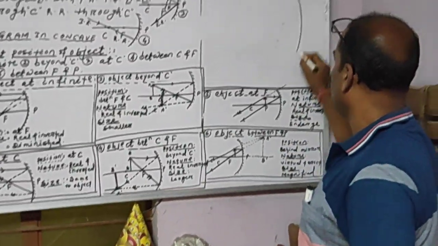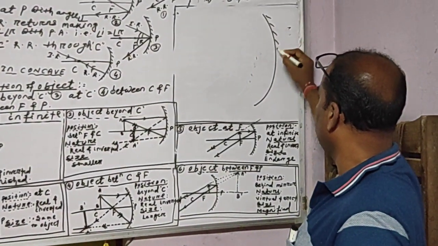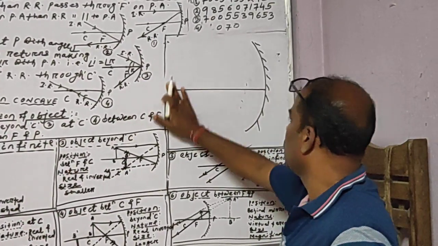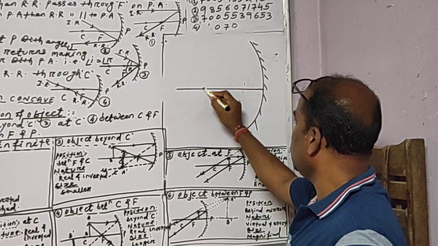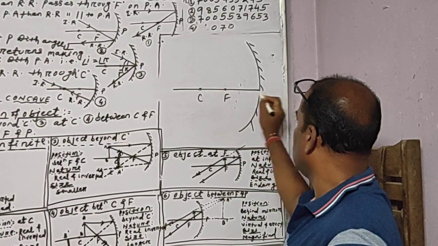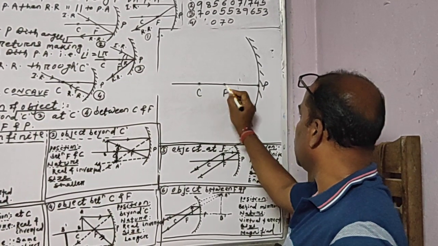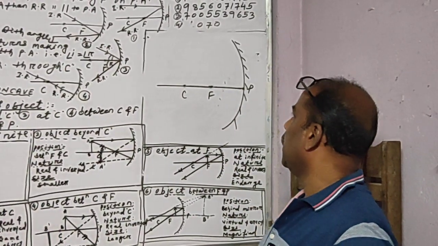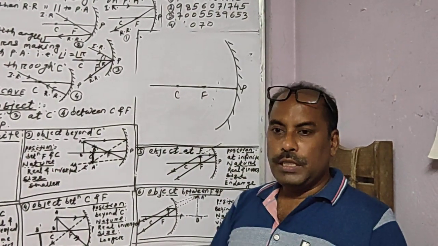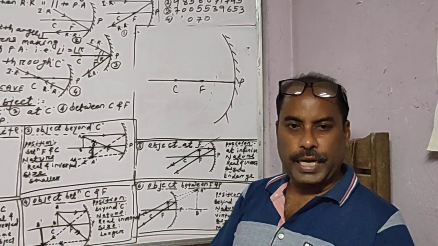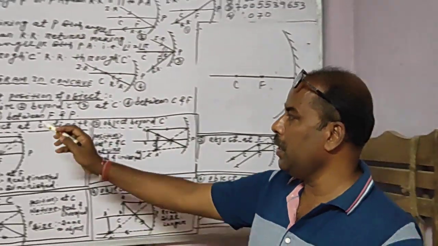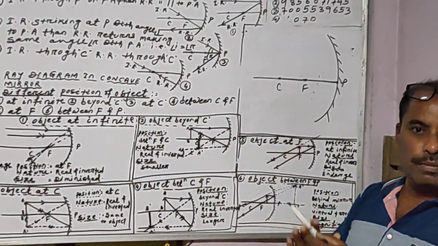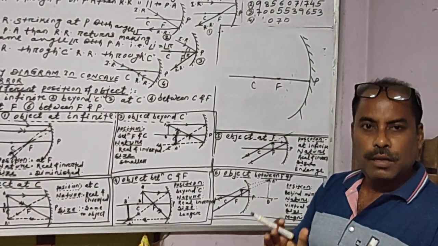Suppose this is the mirror, the concave mirror. This is the principal axis. This is C, this is F, and this is P. This distance and this distance will be equal. Now we have 6 positions for the ray diagram. What are the positions? I have given you the positions for the object, where we can put the object for image formation in front of the mirror.